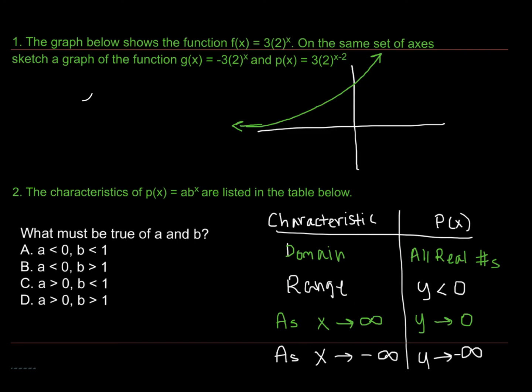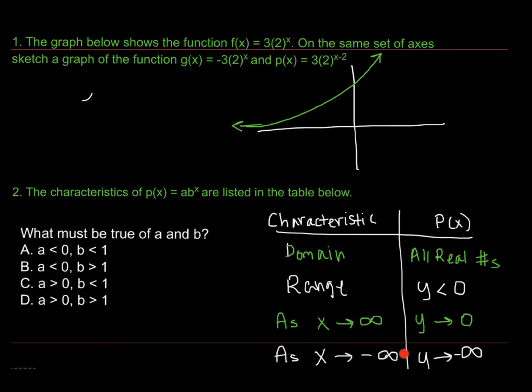The range is, of course, all the possible outputs, all the possible y values. And for this function, p of x, all the possible y values are y values that are less than 0, meaning they're always going to be negative. So your function is going to live in negative land, right? There's never going to be a case where it's in a positive value. And then the next characteristic is what happens as x approaches positive infinity, meaning as x gets further and further to the right. For this function, y is going to get closer and closer to 0. So remember, your range is always negative, and as I move towards the right, it's getting closer and closer to 0.